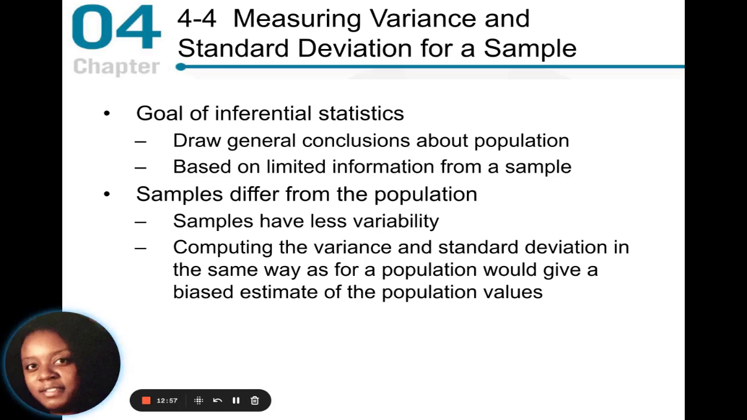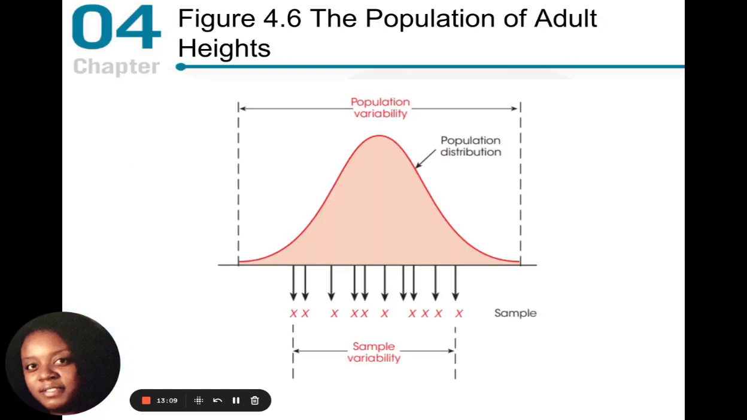Samples, though, have less variability within the actual sample itself. So when we compute the variance and standard deviation in the same way as we do for a population, that would give a biased estimate of what the population values actually are. If we take a look at figure 4.6, we can see the population of adult heights from a normal distribution. If you select a sample from this population, then you're going to be more likely to obtain individuals who are near average in height. As a result, the variability of the scores in the sample is going to be smaller and less spread out than the variability for the scores in the population.